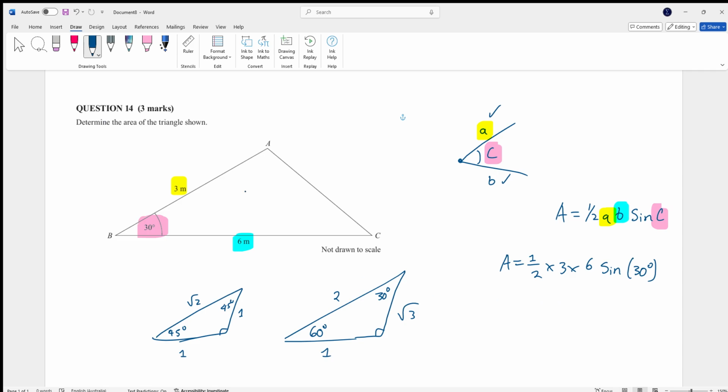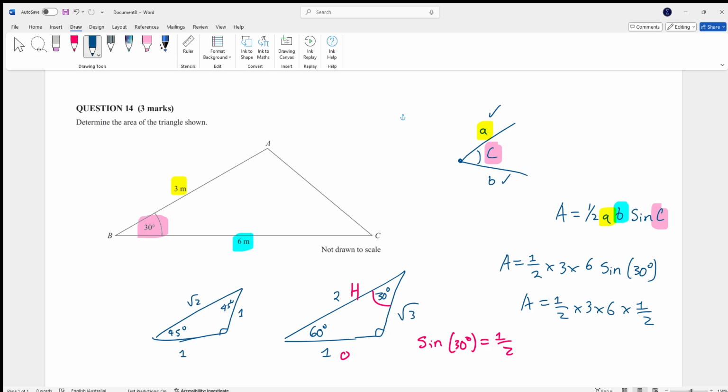So if this happens to you here, what we've got to do is work out what sine of 30 degrees is. So you go to 30 and you just think, alright, sine is opposite over hypotenuse. So that is your opposite, that is your hypotenuse. Therefore, sine of 30 degrees is equal to 1/2. So here we just replace that in our working. So area is a half times 3 times 6 times a half.